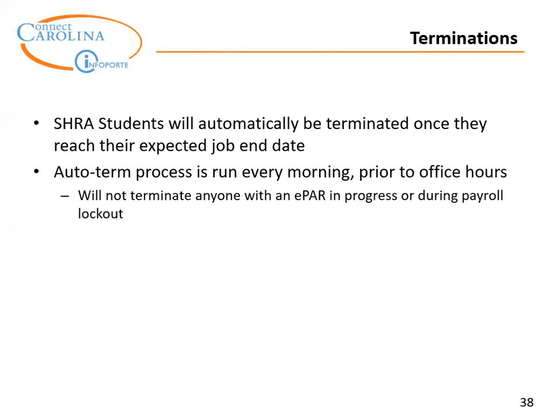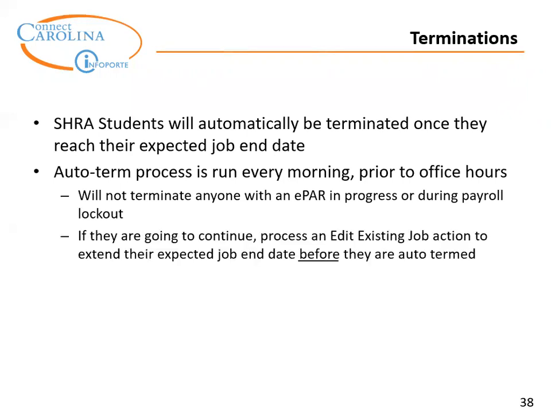So if there's a job change in progress for that EMPL record, the auto term process is smart enough to say, oh, they might be updating this, I'm not sure, but I'm not going to terminate them. But tomorrow, when their expected end date also now is still in the past, if that ePAR is executed and there's no change, then they will get auto termed the next day, right? So it is smart enough to look and see if you're trying to fix it at the last minute and we're just waiting on approvals, it's not going to force the auto term.